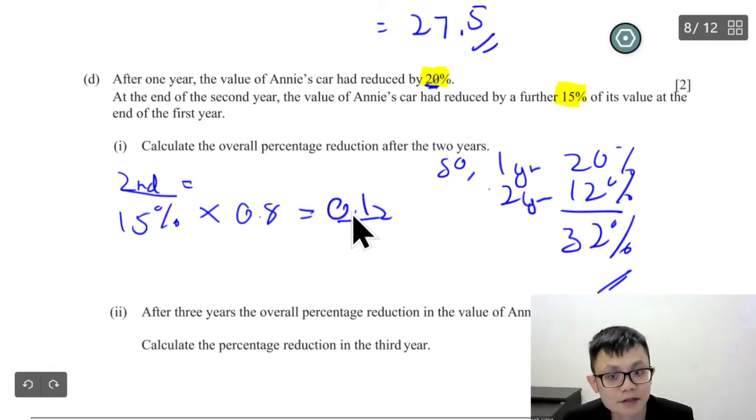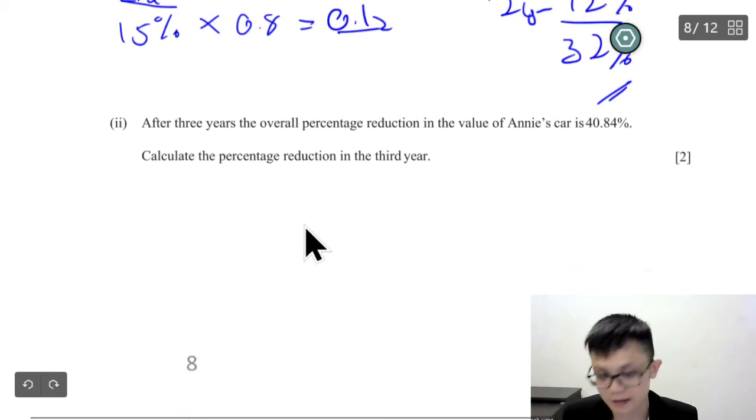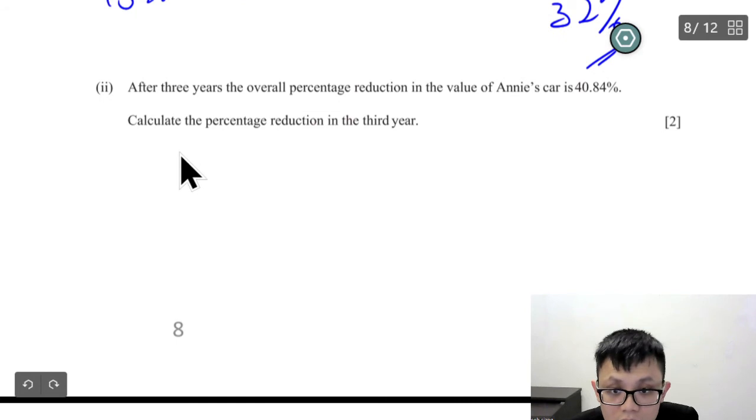Okay, for question number 2. After 3 years, the overall percentage reduction of value is 40.48. Calculate the percentage reduction of the third year. This one.